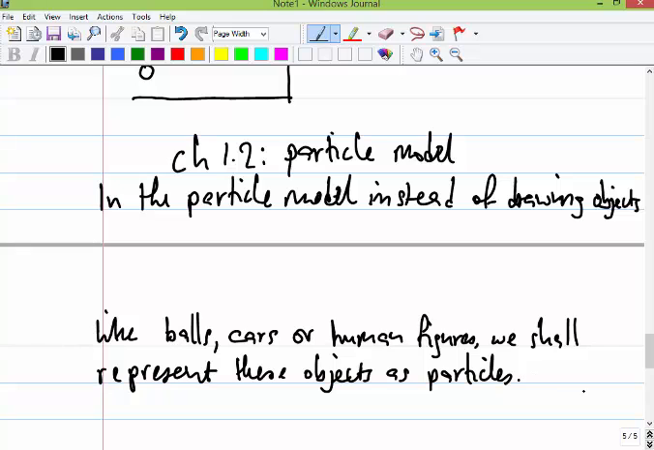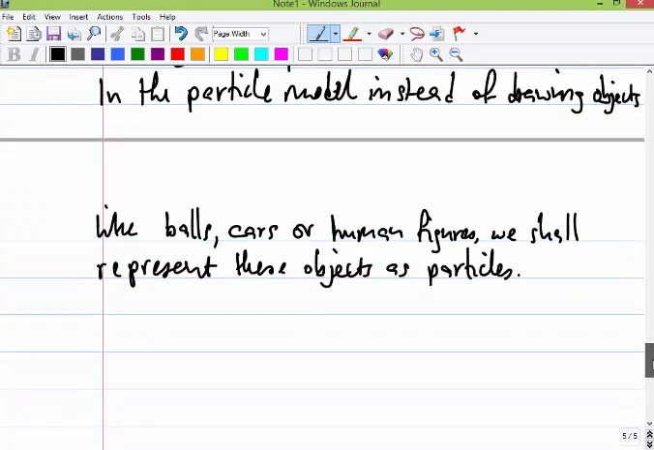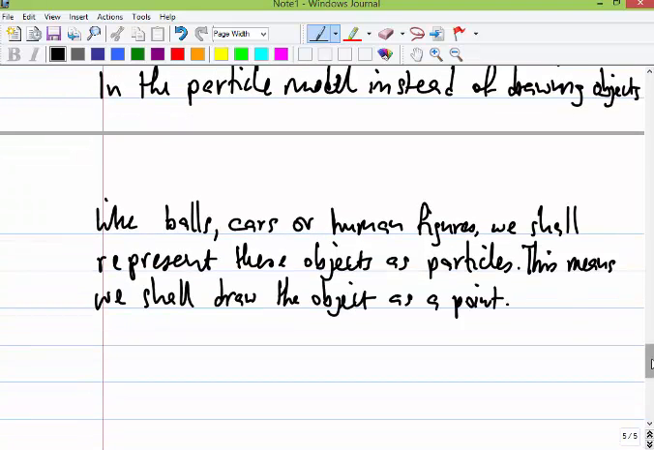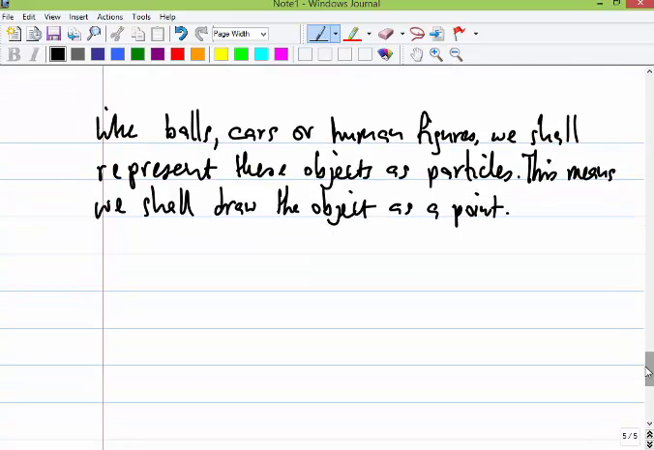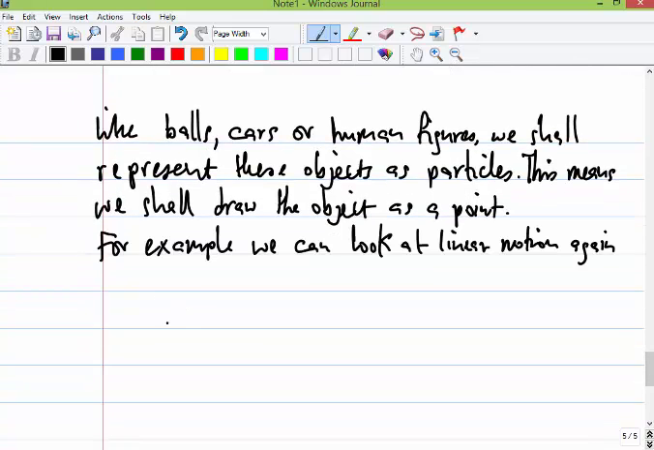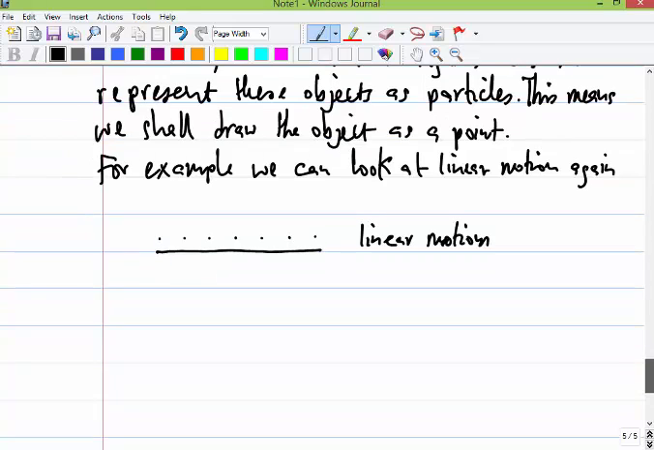And by using a particle, this means that we shall draw the object as a point. So for example, for linear motion, this time, instead of drawing the balls, I'll just draw an object in linear motion, and I'll show that its position changes uniformly over time. So this is an example of linear motion with a particle model.